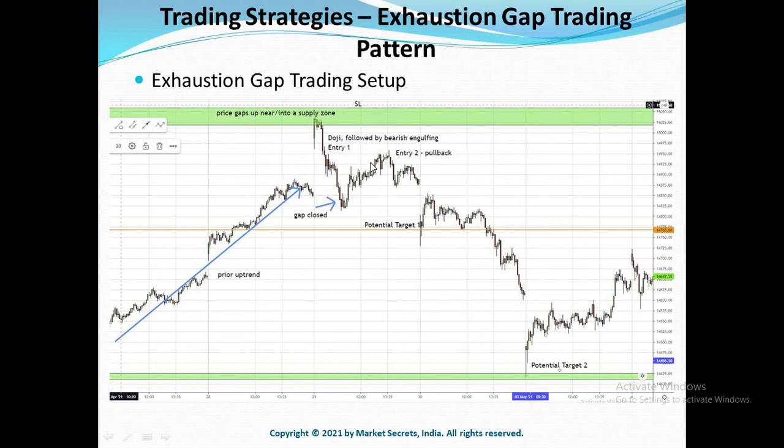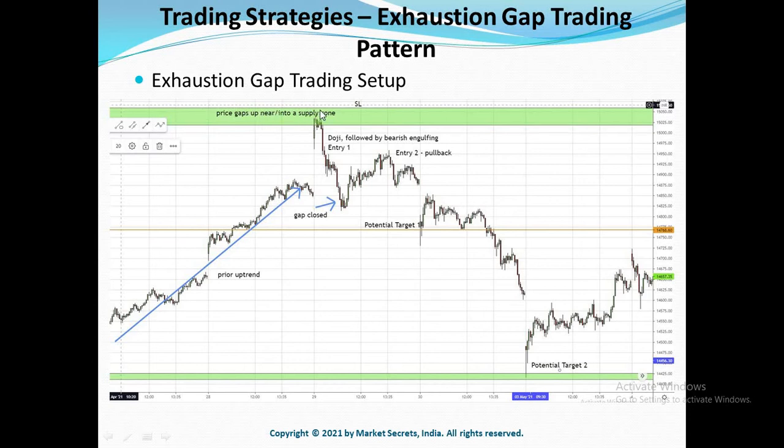So this is a sample setup for the exhaustion gap trading pattern. If you look here, the stock was in a prior uptrend for a long time. So this is item number one, a prior uptrend. The market was in an uptrend for at least the last 2-3 days. Market was already trending.